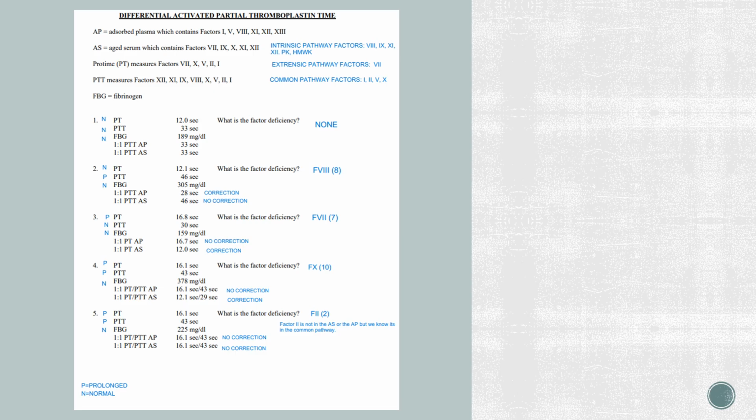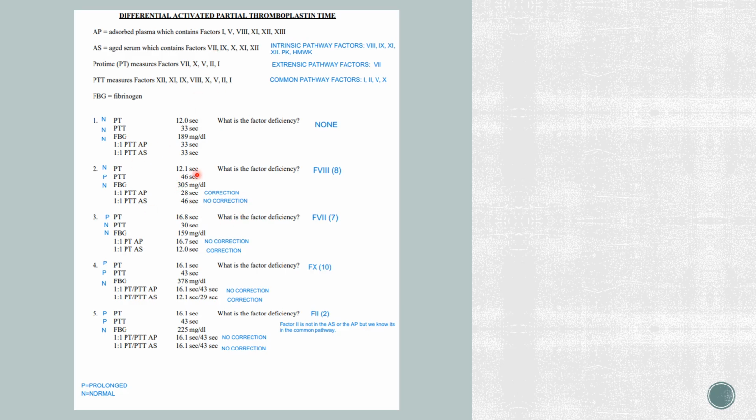Well, factor 13 we know we don't typically measure with a PT or a PTT, so that wouldn't be it. They both have factor 12. Let me get my little pointer here. So they both have factor 12. They both have factor 9. Let's see here. 11, 7, 8. Okay. So 7 is going to be associated with the extrinsic pathway.